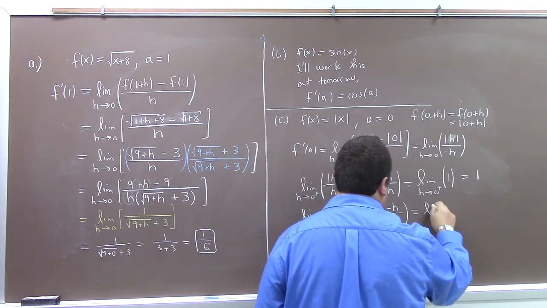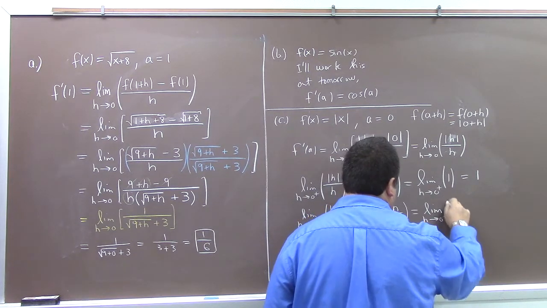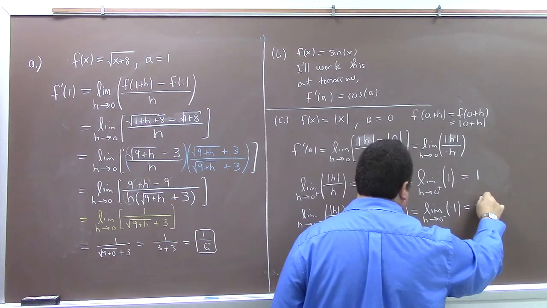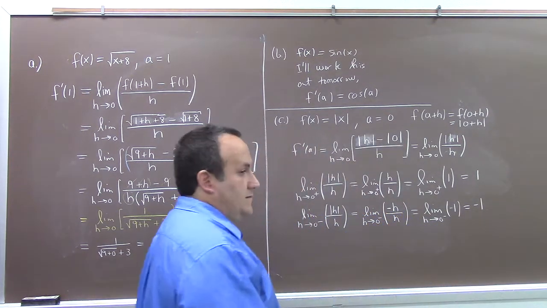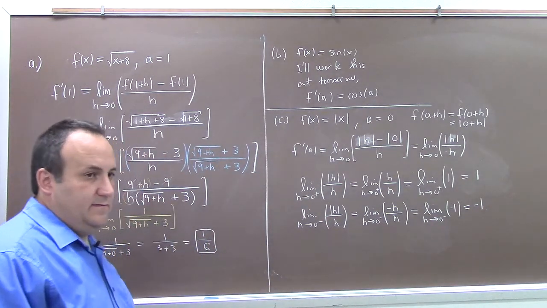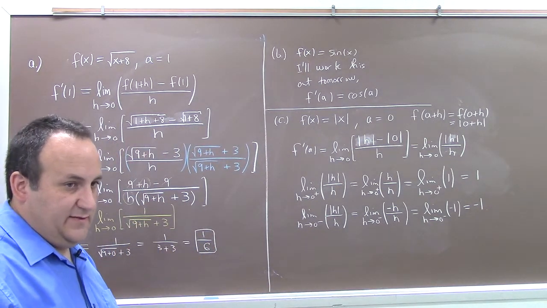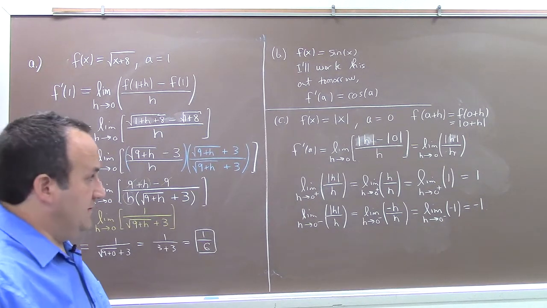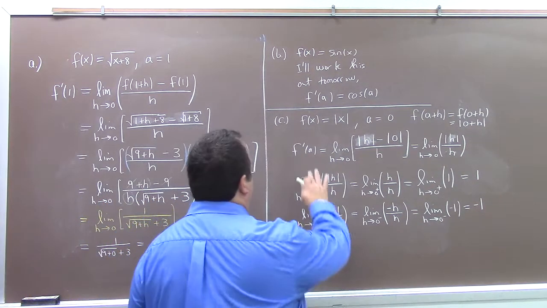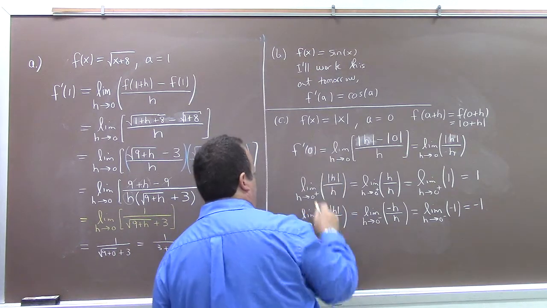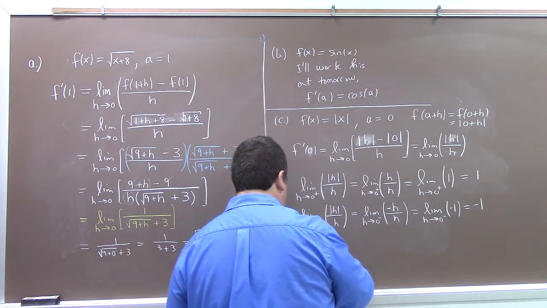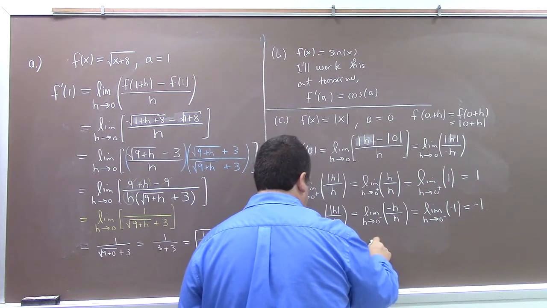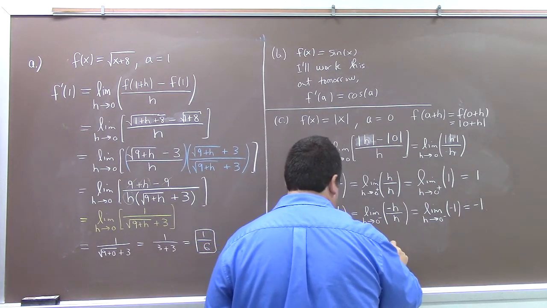So what happens here? We have the right limit is 1. We have the left limit is minus 1. What does this say about the derivative at 0? F prime of 0 does not exist.